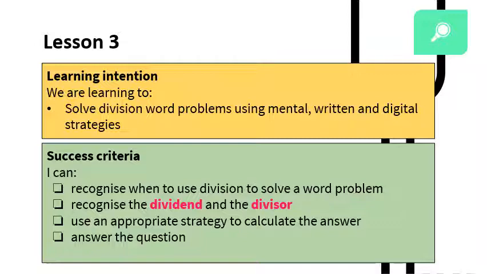So to do that correctly, you need to be able to recognize when to use division to solve a word problem. So not all word problems obviously are division problems. So being able to identify when to use division and when to use another operation. Where it is a division problem, recognizing what the dividend is, that's the number you want to divide up, and what the divisor is, that's the number of groups you're splitting it into, or basically the number that's doing all the work.